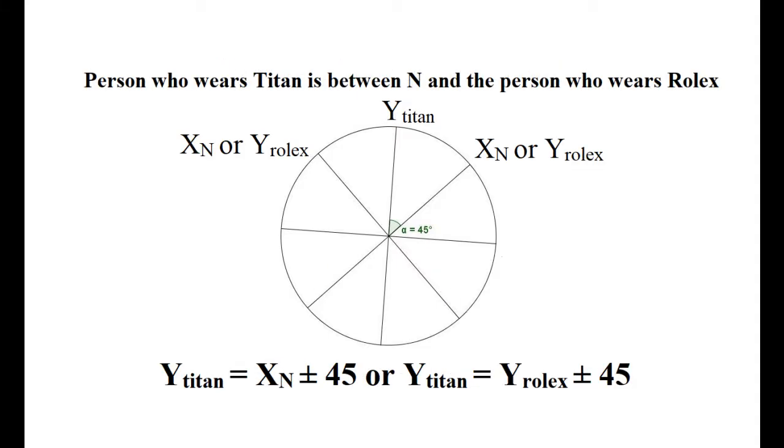In this example, the person who wears Titan is between N and the person who wears Rolex. That means if I know the position of Titan, which is written as Y Titan, Y is representing the position of a watch and Titan shows the name of the watch. So either on the left side there could be XN or Rolex, or on the right side there could be XN or Rolex. However, if the left is having XN, then the right needs to have Rolex, and vice versa. So this could be written as per the equation given below.